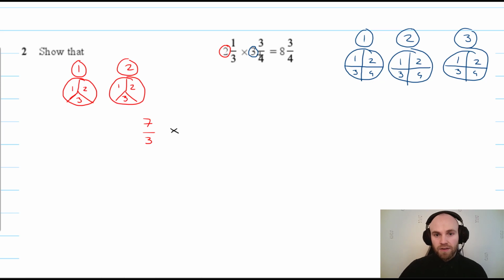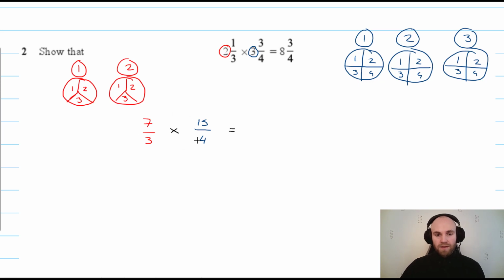And then here we have 3 3/4. Well, how many quarters are in 3? It's going to be 1, 2, 3, 4, 5, 6, 7, 8, 9, 10, 11, 12. And don't forget to add on those 3/4 there. So that's going to be 15 over 4. So what does that equal?